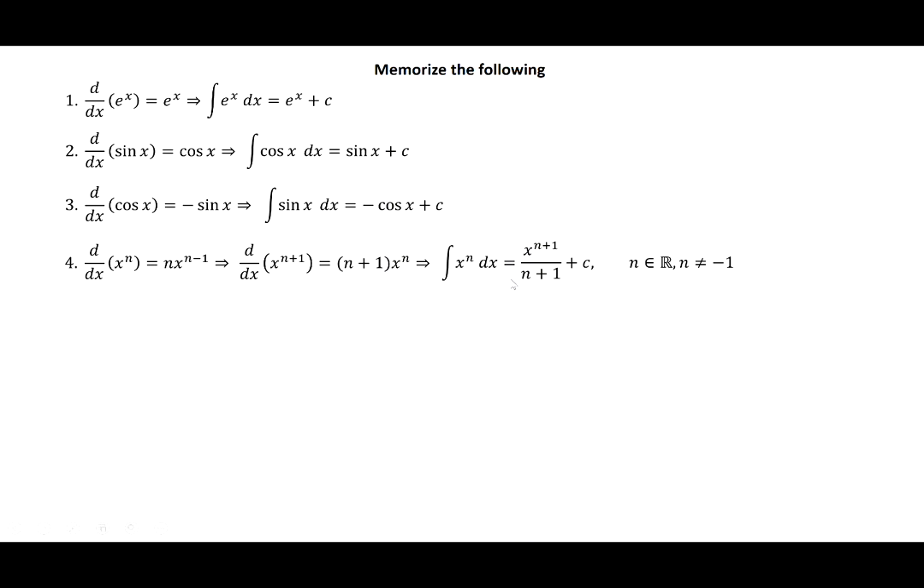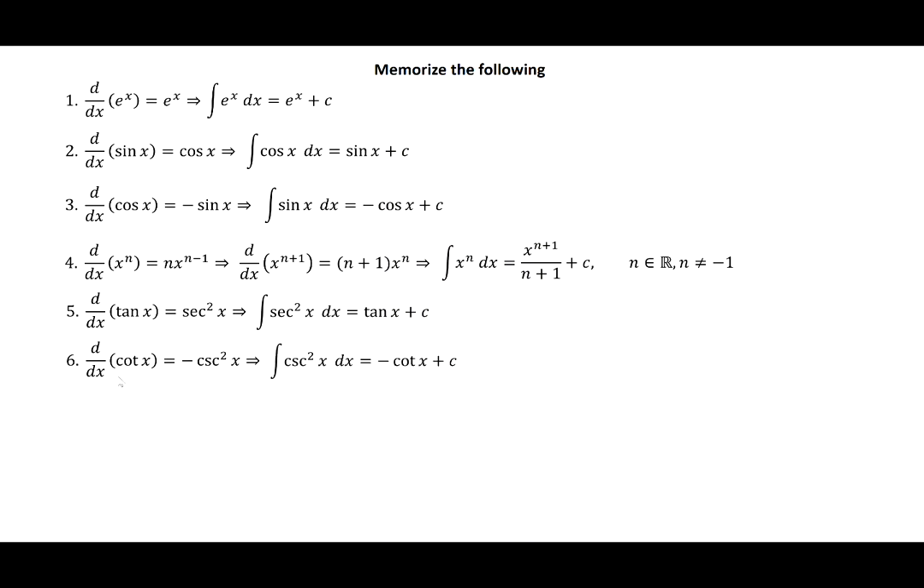That's the idea. Cool. Next, the derivative of tangent x equals secant squared x. Make up an integral problem from this yourselves, please. The integral of secant squared x dx is tangent x plus c. Cool. The derivative of cotangent x is negative cosecant squared x. So the integral of cosecant squared x should be negative cotangent x plus c.